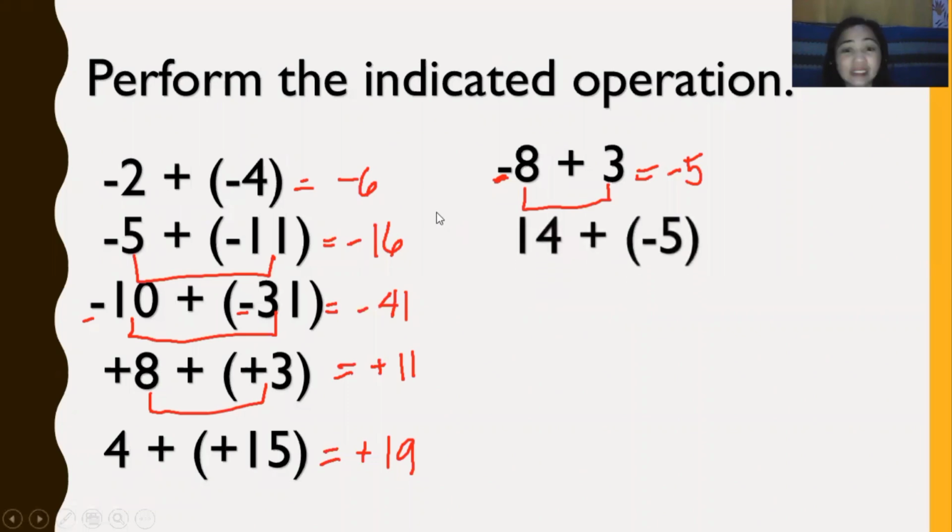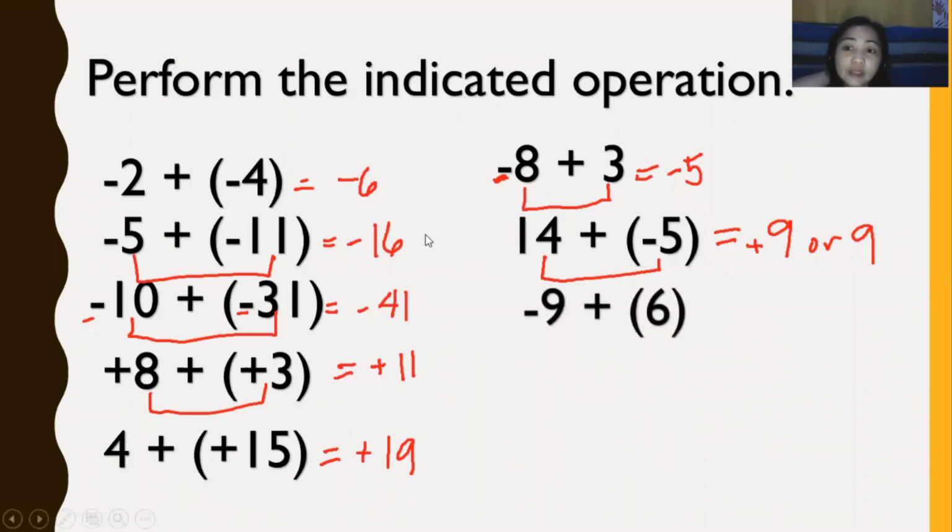So we have here positive 14 plus negative 5. So they are unlike sign. We need to subtract the numbers. 14 minus 5 is 9. Then copy the sign of the larger digit. And the larger digit is 14, and that is positive. Therefore, the answer is positive 9, or you can simply write 9.